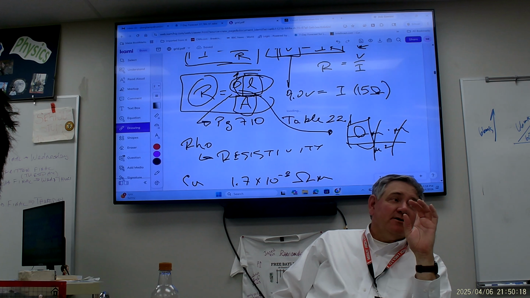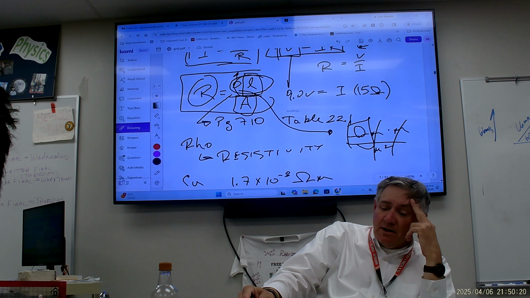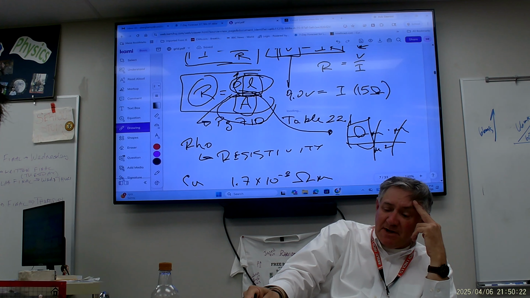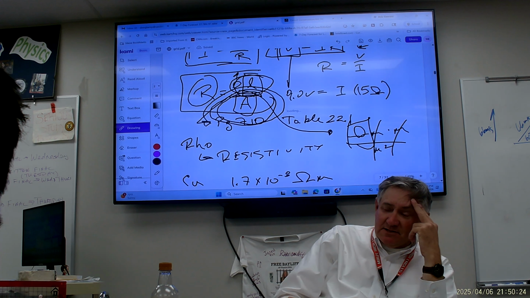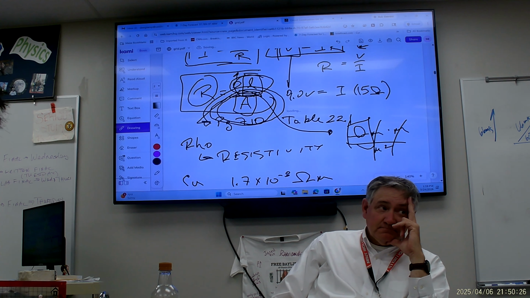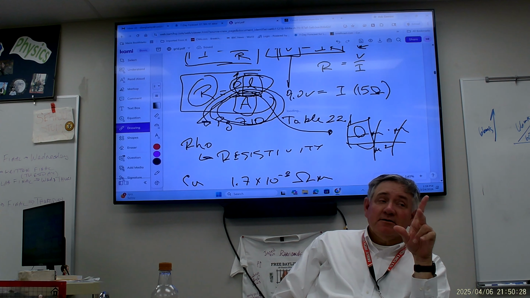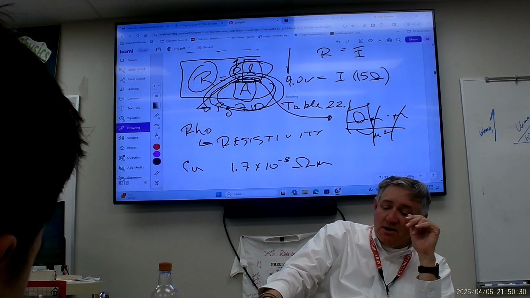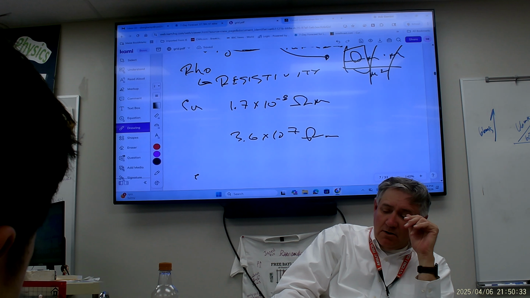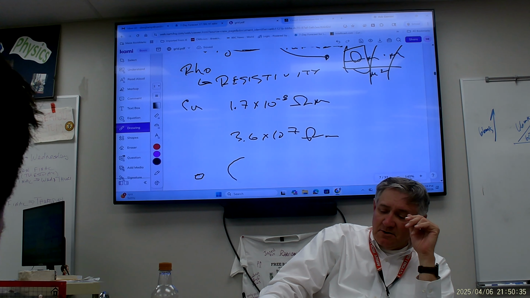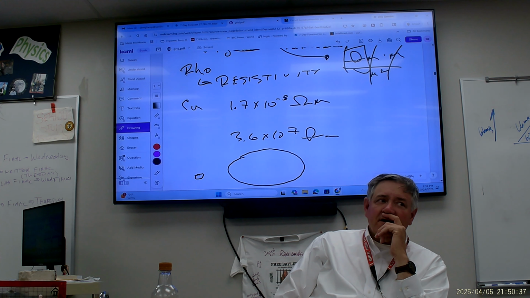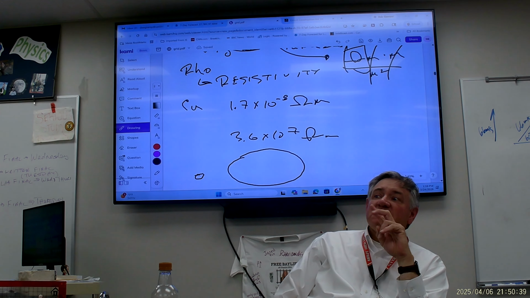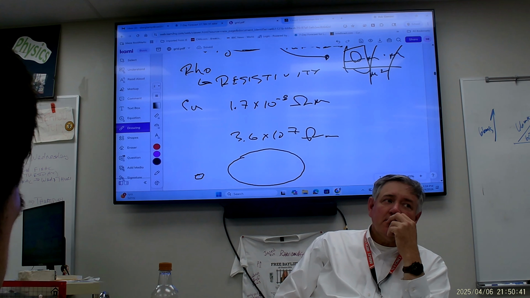Now, here's your trade-off, though. From an engineering perspective, let's look at the area side of it. Look at the areas. You could have a small wire like this, or you could have a big wire like that. What are the advantages of both? You want a big wire, because there's less resistance.